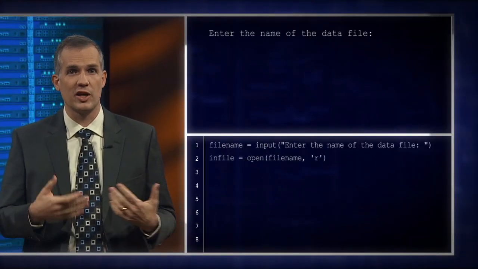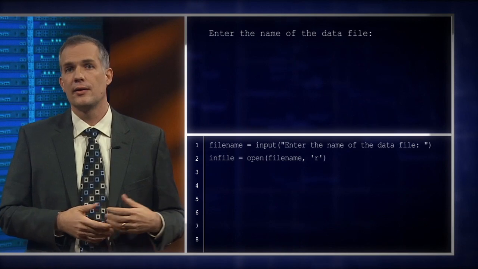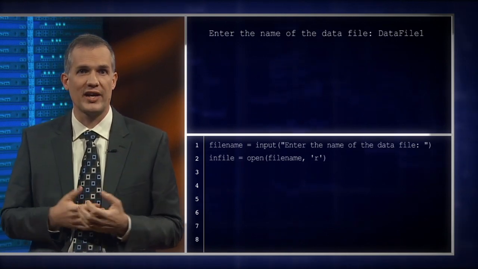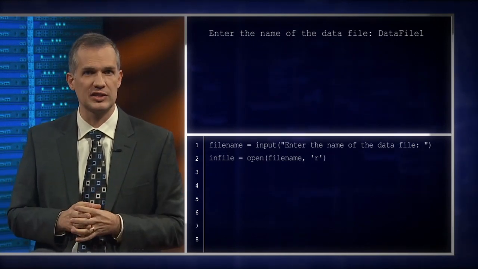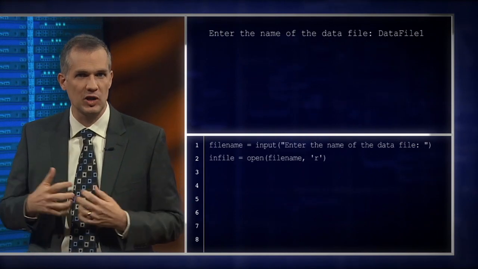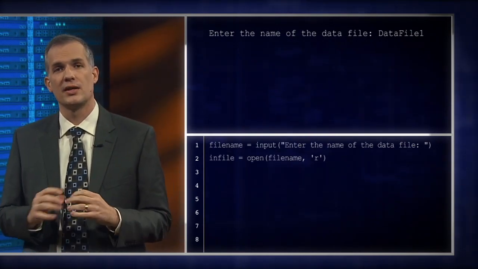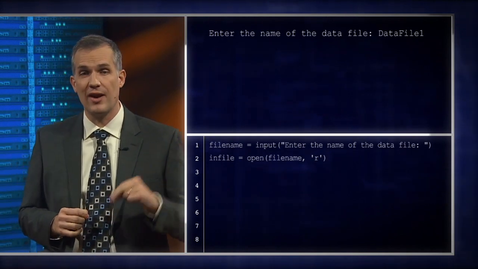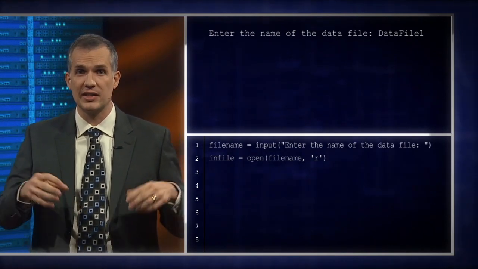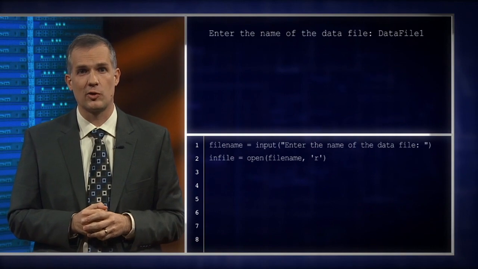When we run, we get our message asking for the file. Now we type in the name of the file, which I happen to name datafile1 in this case, and it all seemed to open okay. No apparent errors, so we'll go on from here. Now, note that I had to already have datafile1 created and sitting in the same directory as my Python program.